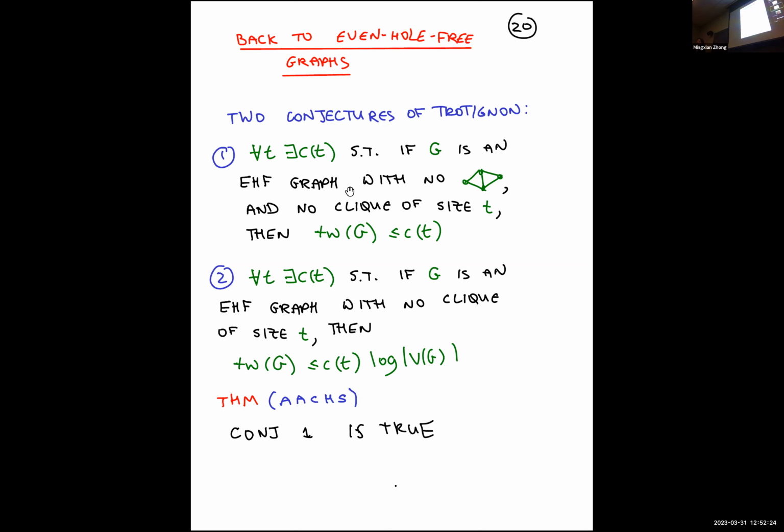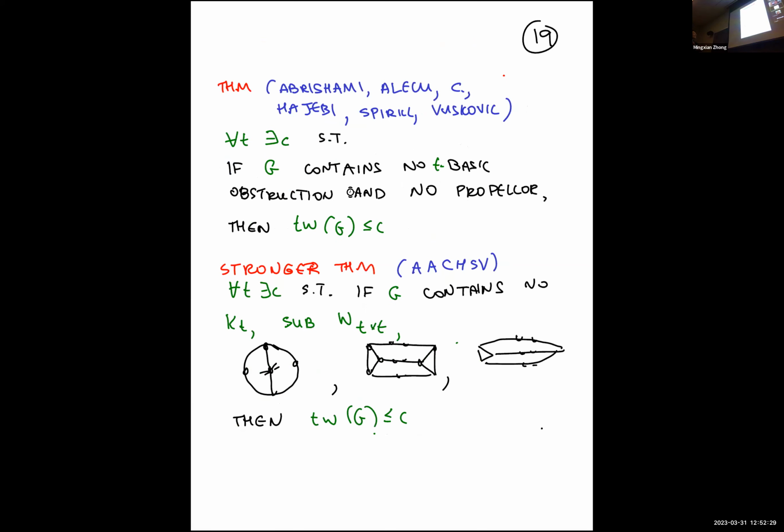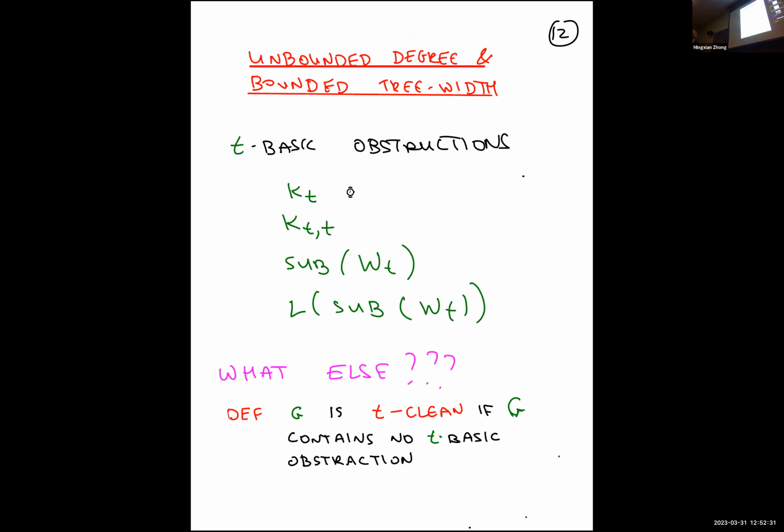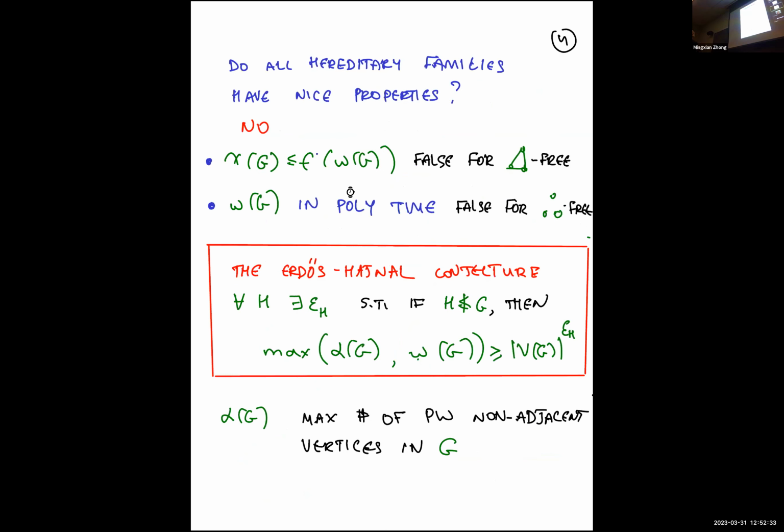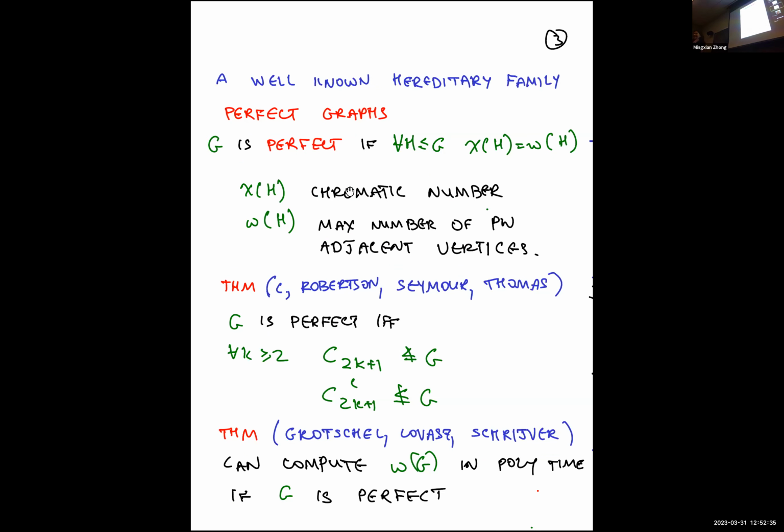Could you show slide number 3? So G is perfect if and only if the first condition is that the cyclic graph of all lengths is not a subgraph of G, not induced. What is the other condition? This is the complement of an odd cycle.